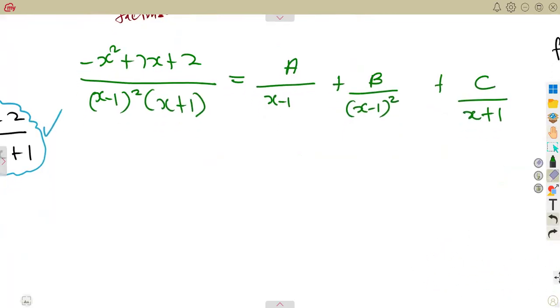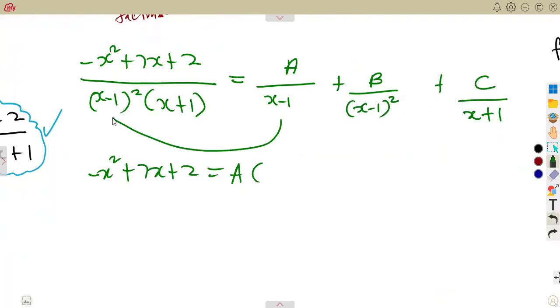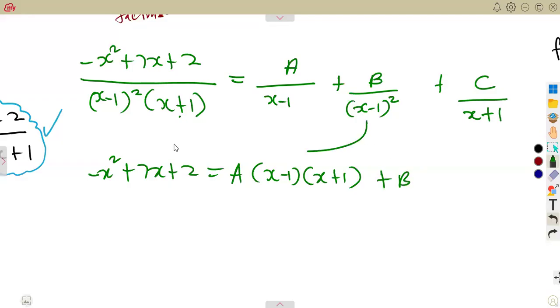Remember, our concept is not going to change. This whole numerator of minus x squared plus 7x plus 2 is equal to a into what? The x minus 1 into this. There are two of them. So we are going to remain with 1, x minus 1, and x plus 1. Plus b, x minus 1 squared into this x minus 1 squared. They cancel. You remain with x plus 1.